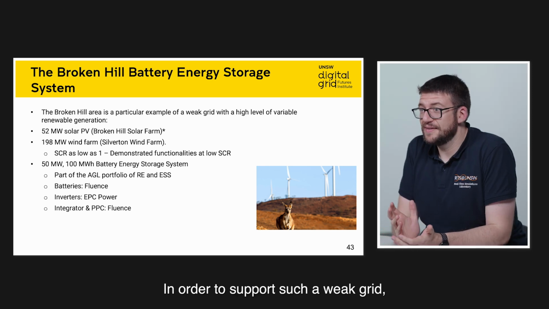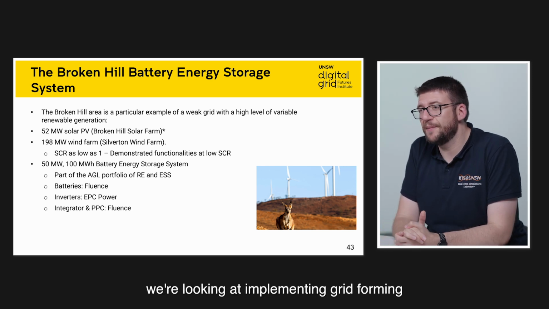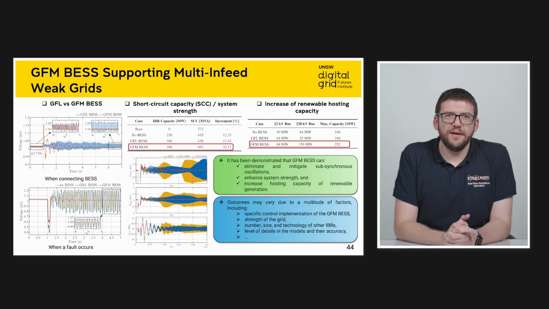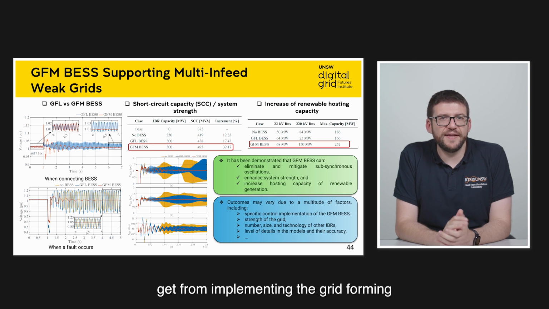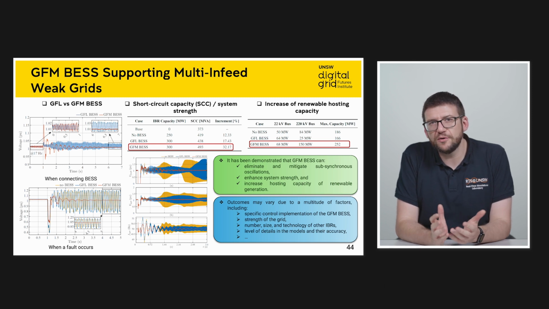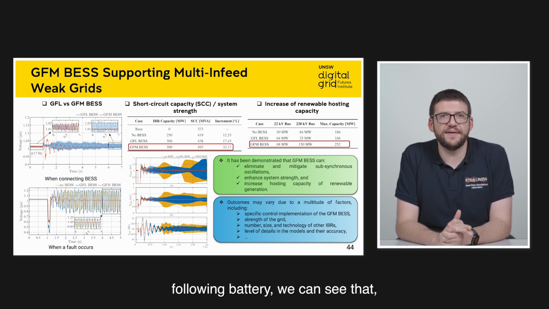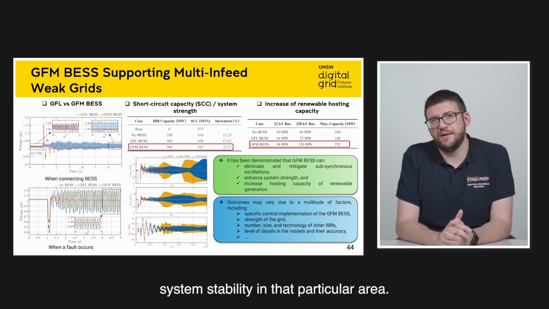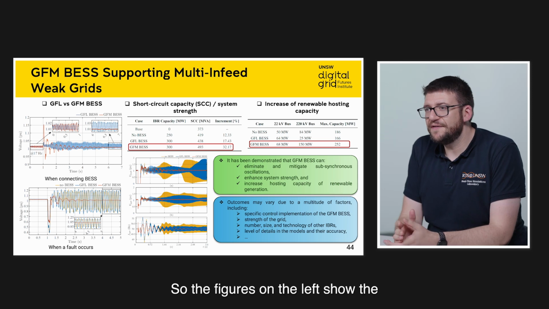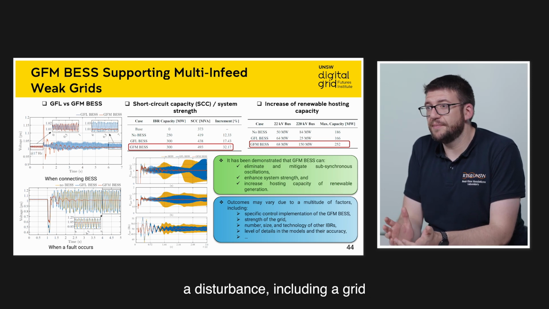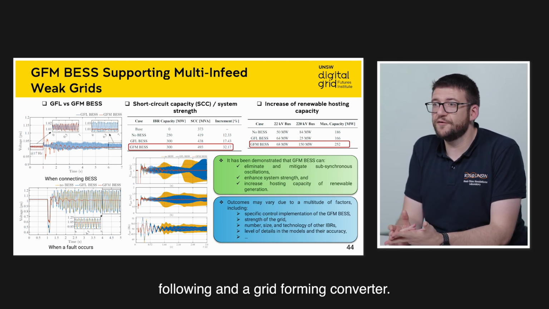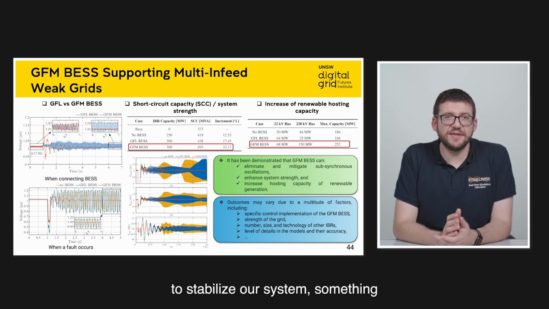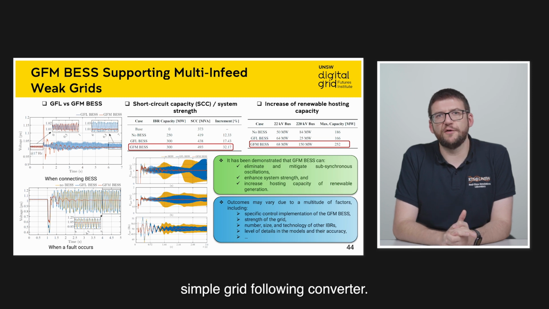In order to support such a weak grid, we are looking at implementing grid-forming capabilities in a battery that's currently being constructed in Broken Hill. If we compare the benefits that we get from implementing the grid-forming functionalities in a battery compared to a simple integration of a grid-following battery, we can see that firstly we are able to improve the system stability in that particular area. The figures on the left show the response of the system following a disturbance, including a grid-following and a grid-forming converter. We see that when we implement the grid-forming control, we are able to stabilize our system, something that we cannot achieve with a simple grid-following converter.